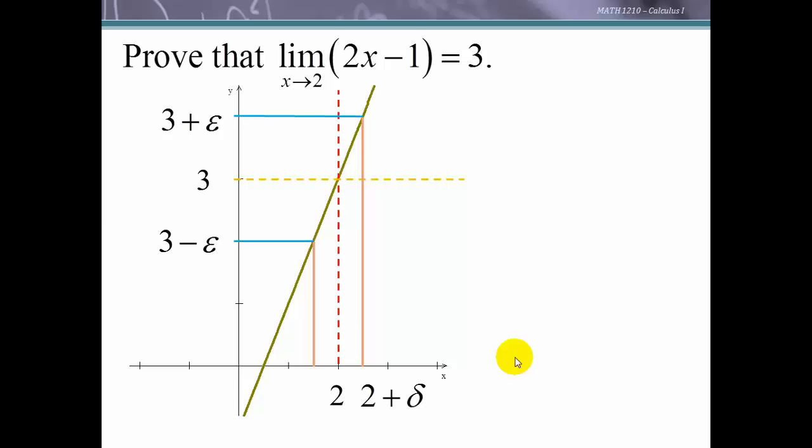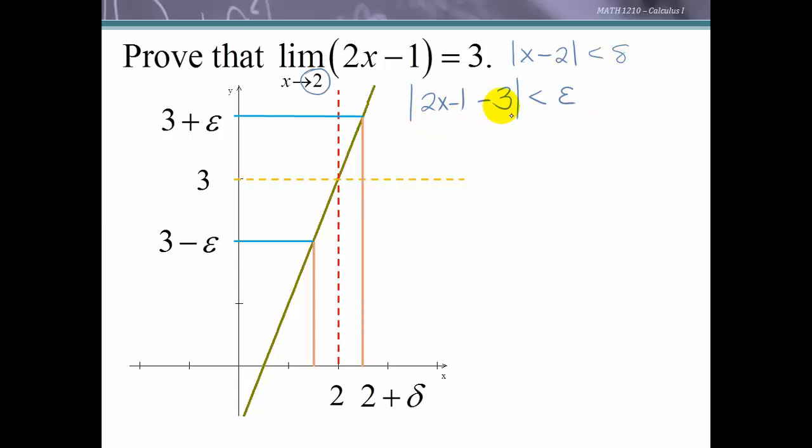The first thing we'd want to do is a little bit of preliminary work to find the connection between delta and epsilon. So I'm going to take my function, which is 2x minus 1, and subtract my limit, which is 3, and I want that less than epsilon. And I want to find some connection between x and a, and so the distance between x and a, in this case 2, is what I'm looking for. I want this to be less than delta, but I want some connection between delta and epsilon.